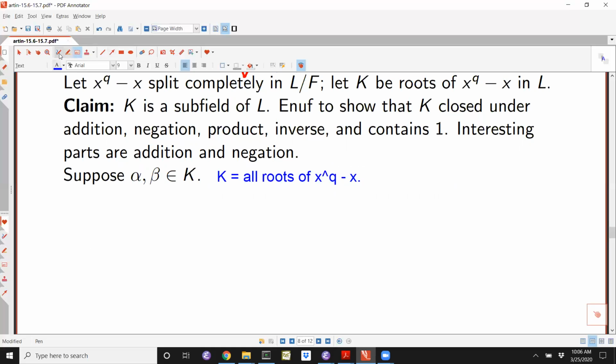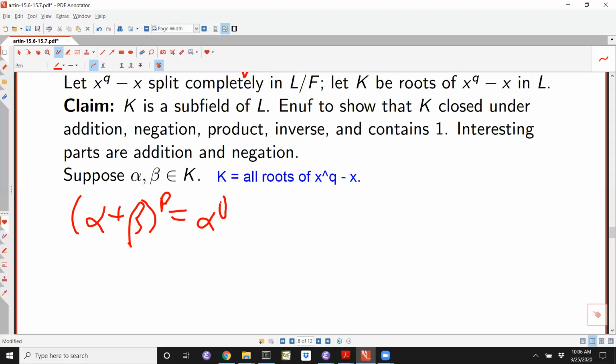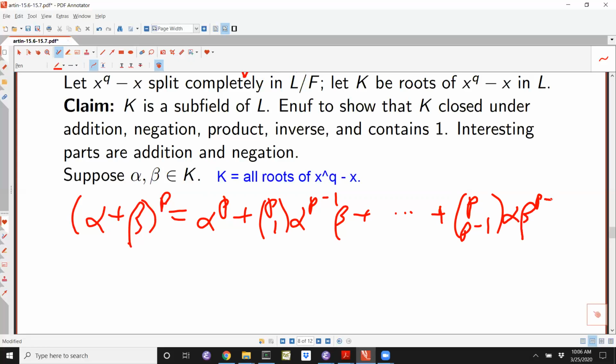Here's the remarkable thing that happens. When you look at alpha plus beta raised to the power p, if you write out the binomial theorem for that, you get alpha to the p plus p choose 1 alpha to the p minus 1 beta, and then a bunch of terms that all involve p choose something, and then p choose p minus 1 times alpha beta to the p minus 1, plus beta to the p. That final term is beta to the p.